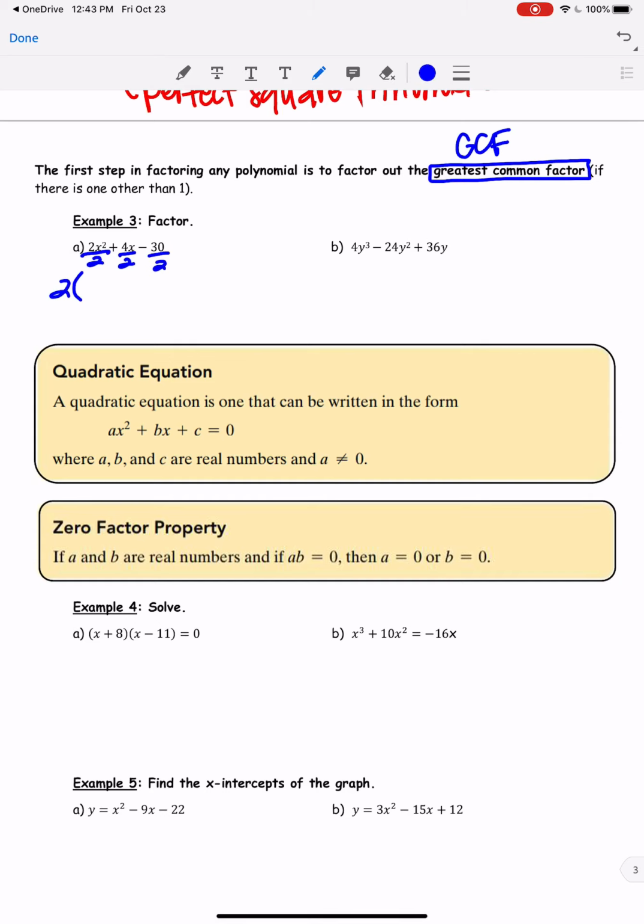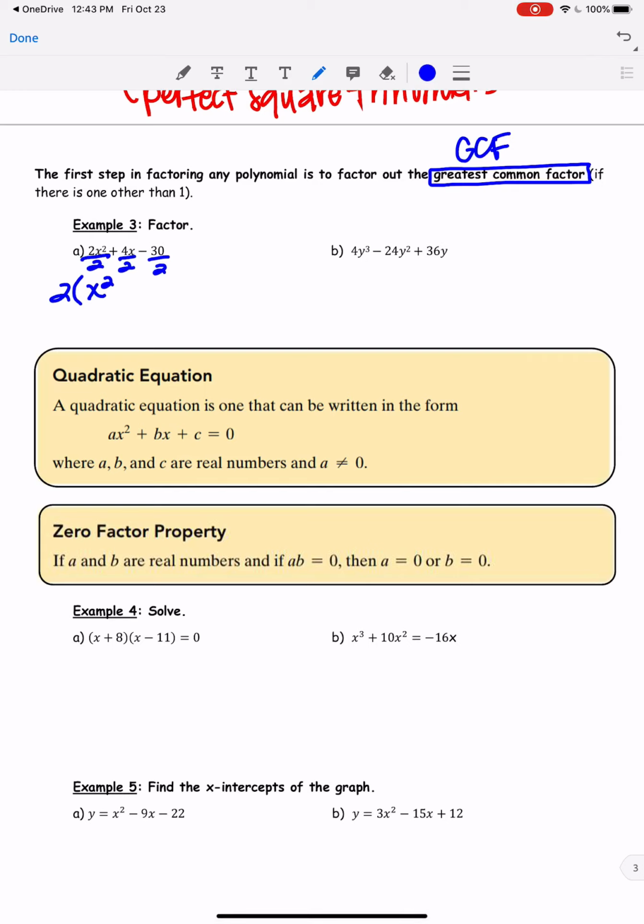So 2x squared divided by 2 is x squared. 4x divided by 2 is 2x, and negative 30 divided by 2 is a negative 15. These are super easy to check. All you have to do is distribute. That's what factoring out that GCF is, undistributing.